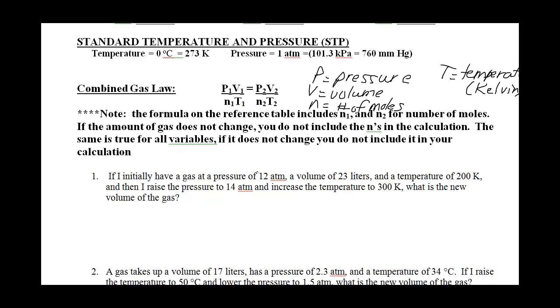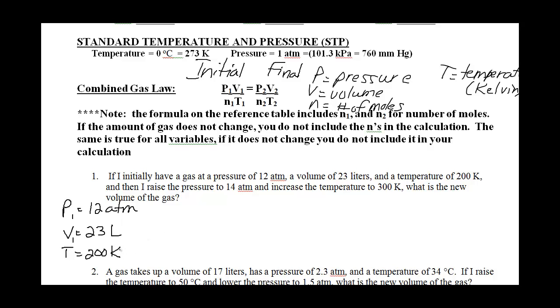So when I'm reading through this, I just start labeling everything. Okay, so initially I have a pressure of 12 atmospheres. That's what these ones mean. Ones are initial, so think of ones as like an initial. 2 can be a final. So you're getting one gas and you are changing its conditions, and we want to see how it changed. So as I'm reading through that, that is telling me my initial pressure is 12 atm. And a volume, so that means my V1 is 23 liters, and a temperature of 200 Kelvin. Okay, it's already in Kelvin, so I'm good.